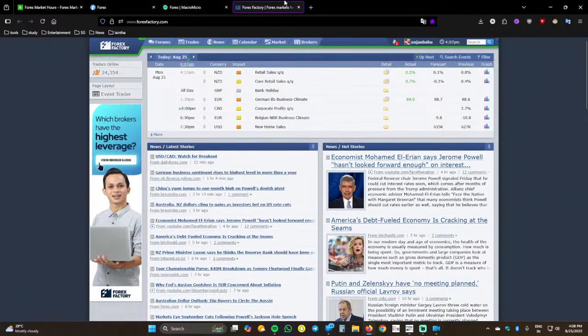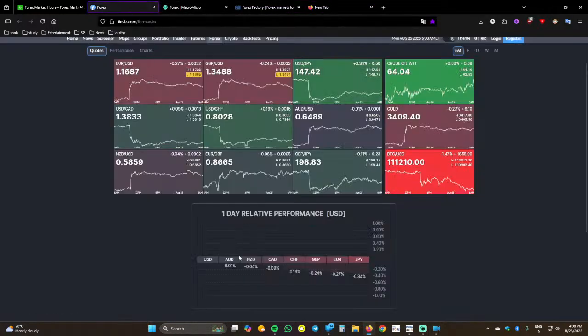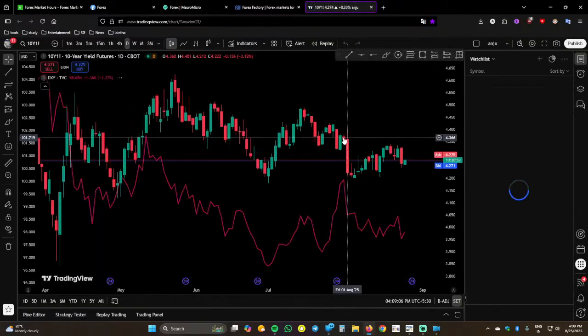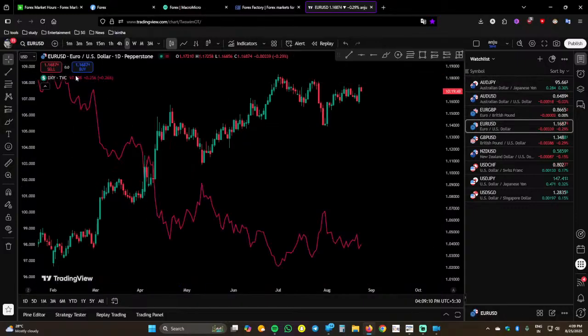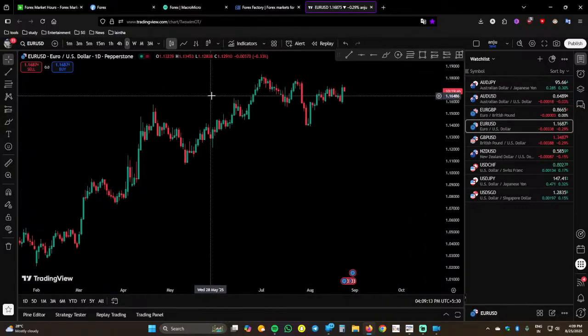Coming back to the forex strength, we can see here that the dollar is stronger and the yen is weaker. So we'll use that in our analysis today. First thing, we'll go to our flagship Euro USD.